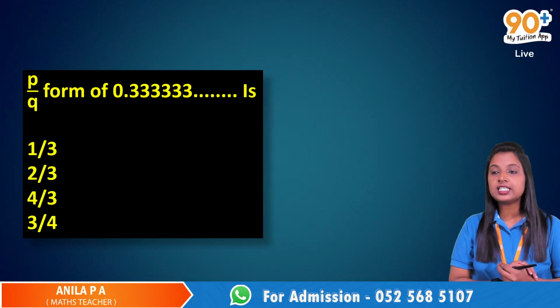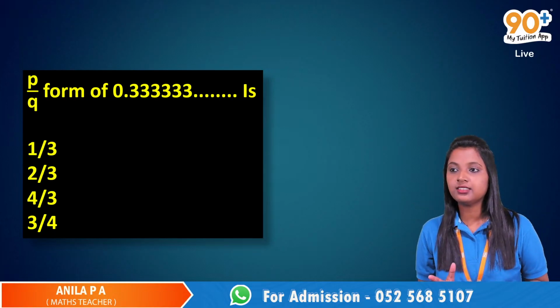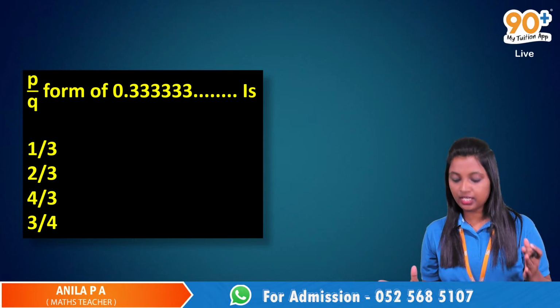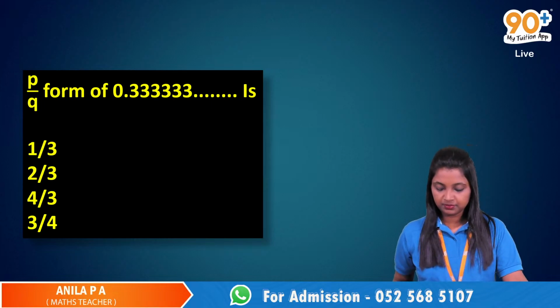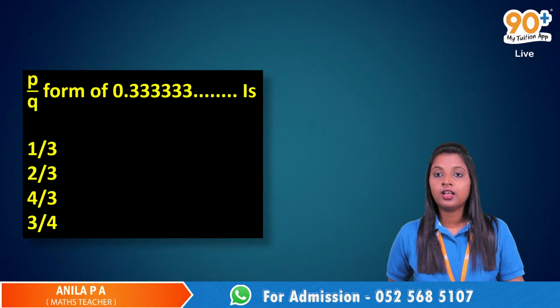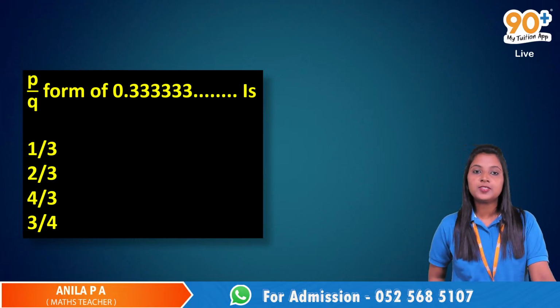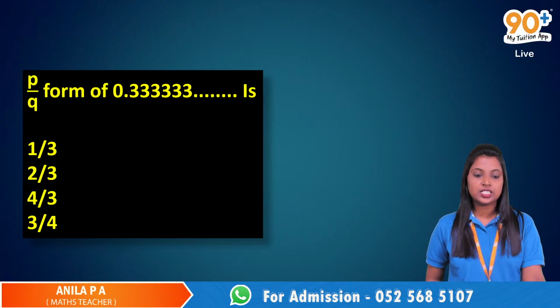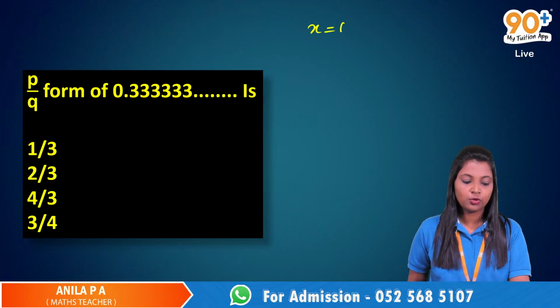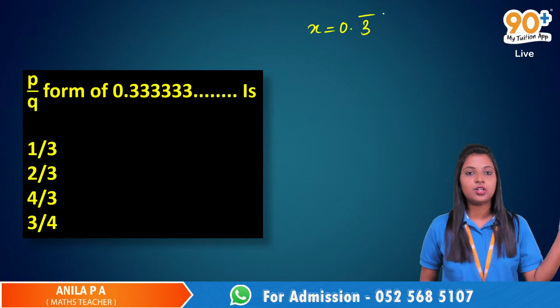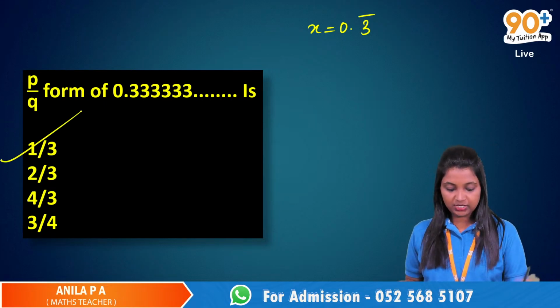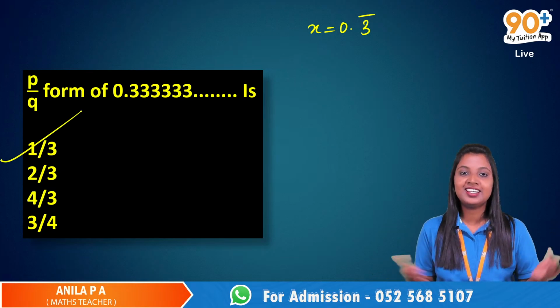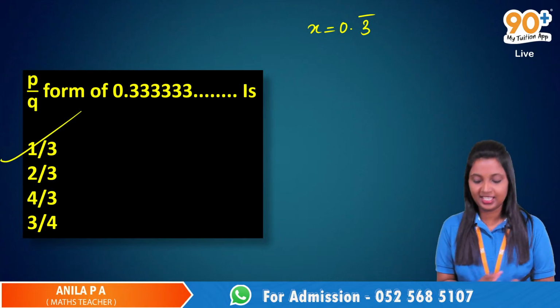So let's discuss the questions. Are you all ready? Okay, so the P by Q form of 0.3333 etc., or x is equal to 0.3 bar. We already saw this question, and what is the answer? First option, 1 by 3. Yes.